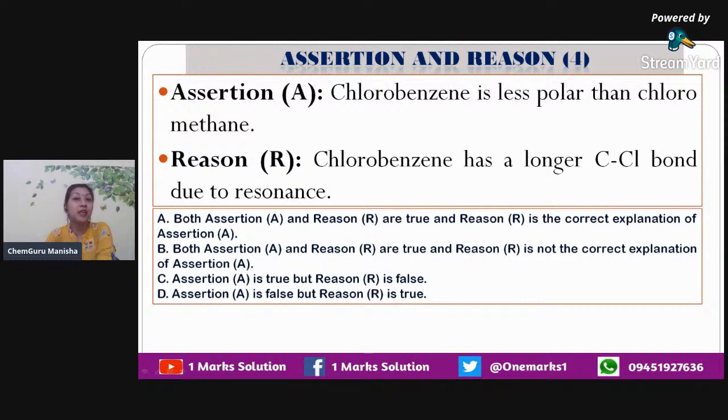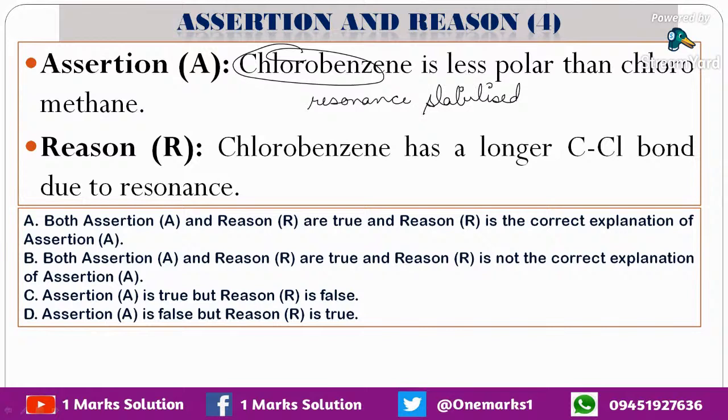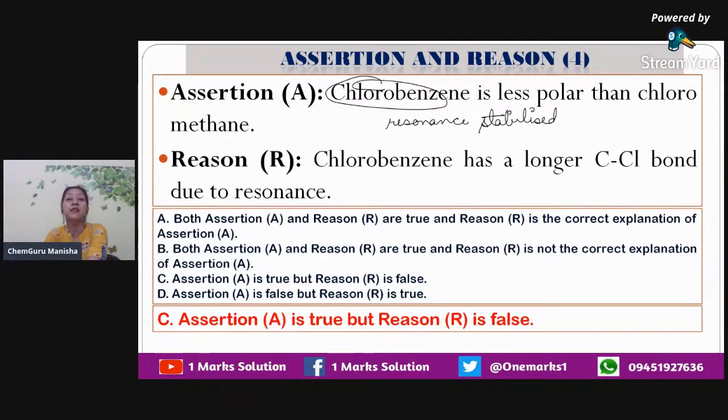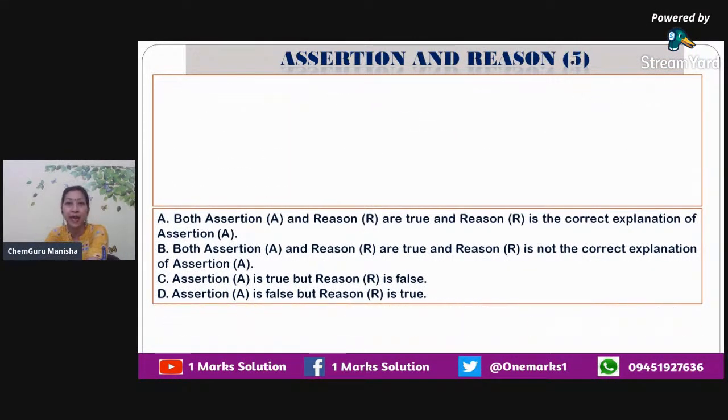Fourth statement that we have is chlorobenzene is less polar than chloromethane. And reason is chlorobenzene has a longer C-Cl bond due to resonance. Now, chlorobenzene is definitely less polar. Why? Because chlorobenzene is resonance stabilized. Anything which is resonance stabilized will not be polar, because the charge density is resonating across the entire benzene ring. And reason is chlorobenzene has a longer C-Cl bond due to resonance. So here, assertion is true and reason is false. It doesn't have a longer C-Cl bond. It has a shorter C-Cl bond, but resonance is definitely happening.